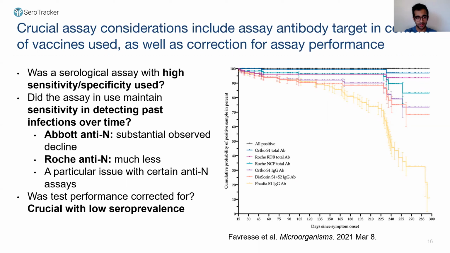As John also mentioned, the Abbott anti-N assay appears to see a substantial decline over time. The Roche anti-N assay much less so, and you can see considerable differences in survival of detectable antibodies post-symptom onset in individuals with confirmed COVID-19 on that right-hand side panel here.